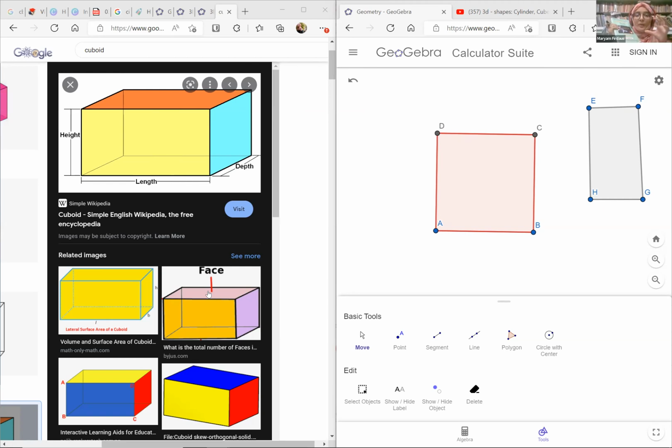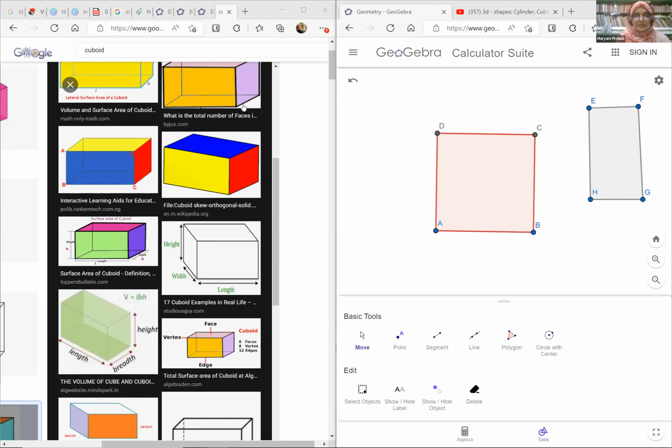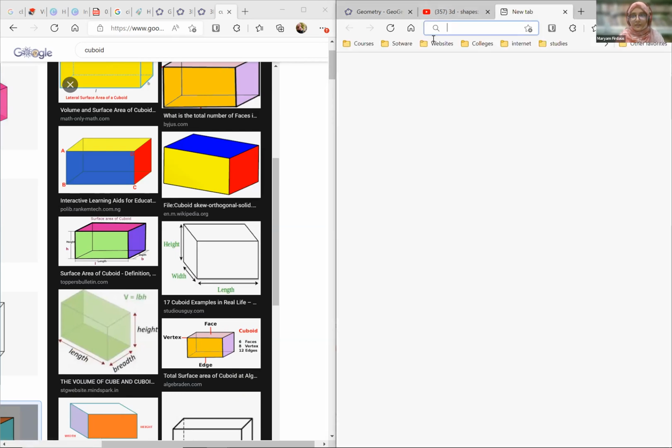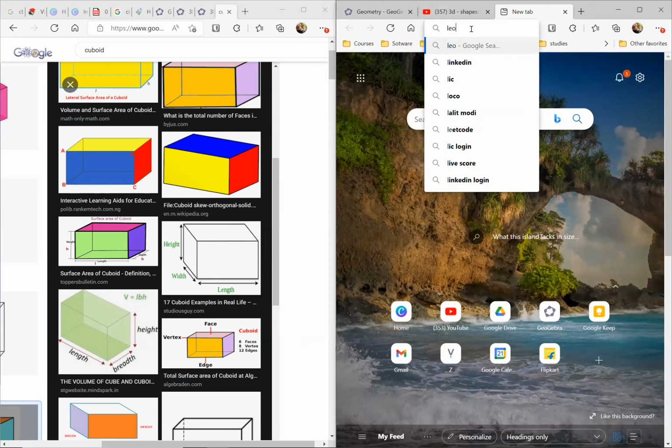So the lemon, okay, there's a lemon. Let me just show you a lemon. Wait. Oops, how much time do we have? You can see my screen, right? Yeah.